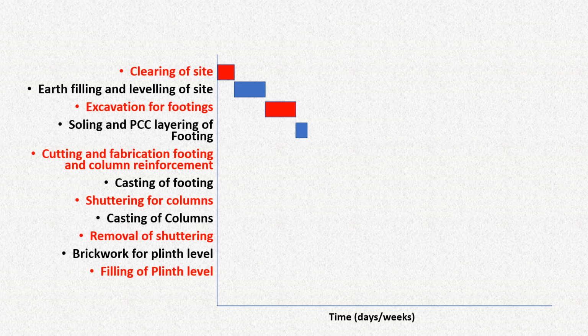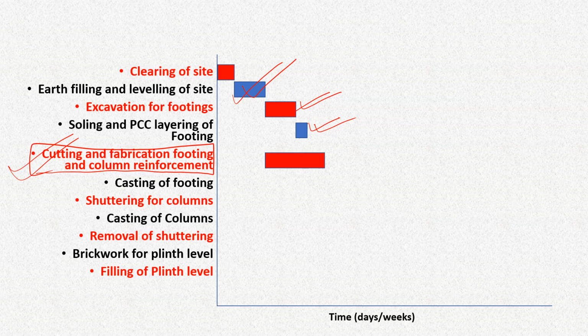After that, we can go for cutting and fabrication of footing and column reinforcements. But since this activity is not dependent on the excavation part and the soling part, that means we can start it right after we have a proper clean site. That means right after completion of this activity, we can start this fabrication of reinforcements. So this can go simultaneously with these two activities.